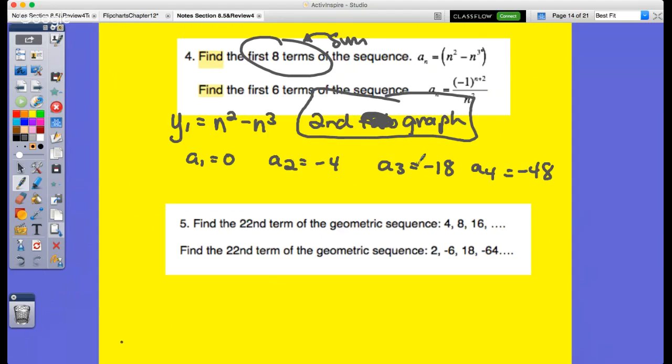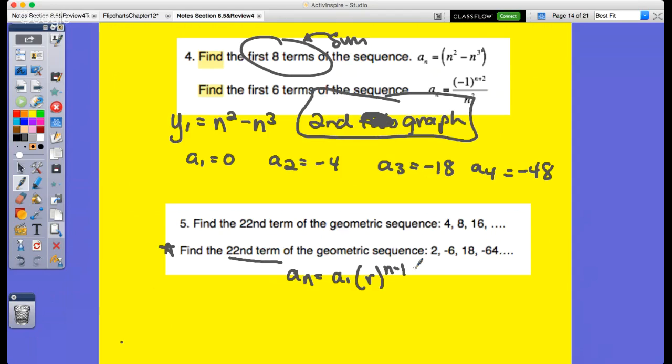Okay. All right, number 5. Let's look at this one down below. It says find the 22nd term. Now, notice that if it does not say find the sum, or if it doesn't have a summation symbol in that example, then you are going to find a sub n, use the a sub n formula. And since it said it was for geometric, we simply plug it in like so.